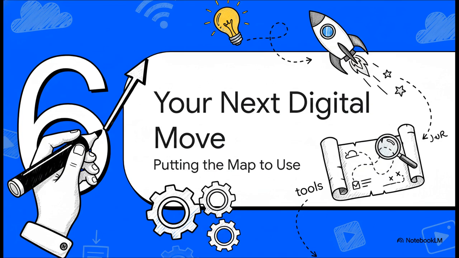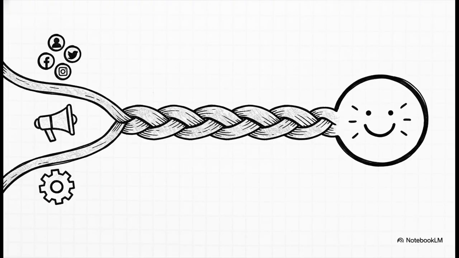Okay, so we've covered the why, the what, and the how. We've seen the tools and some incredible real-world examples. Now we get to the most important part, turning all of this knowledge into action. Look, if there is just one thing you take away from this entire explainer, I hope it's this. There is no single magic bullet in digital marketing. It just doesn't exist. Real, lasting success, it comes from integration.